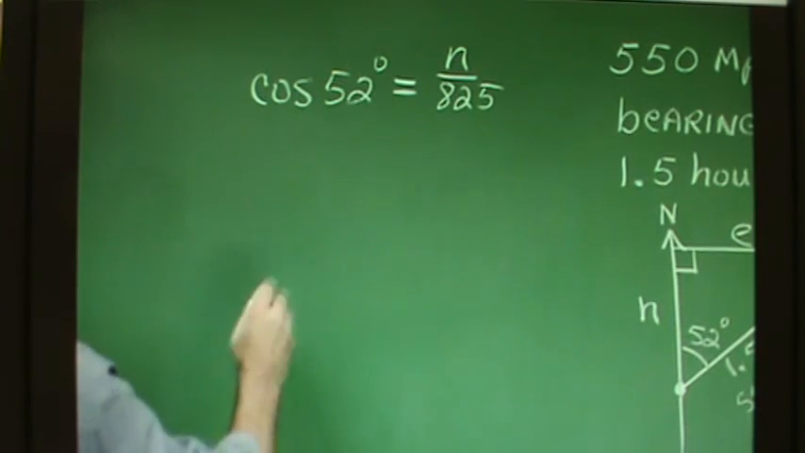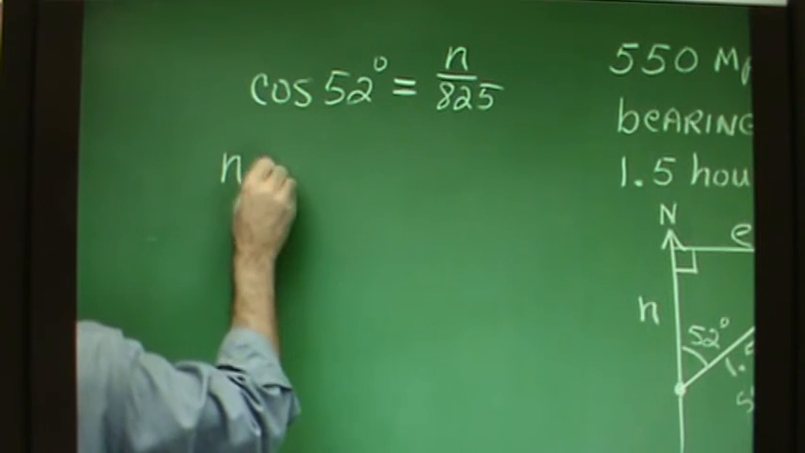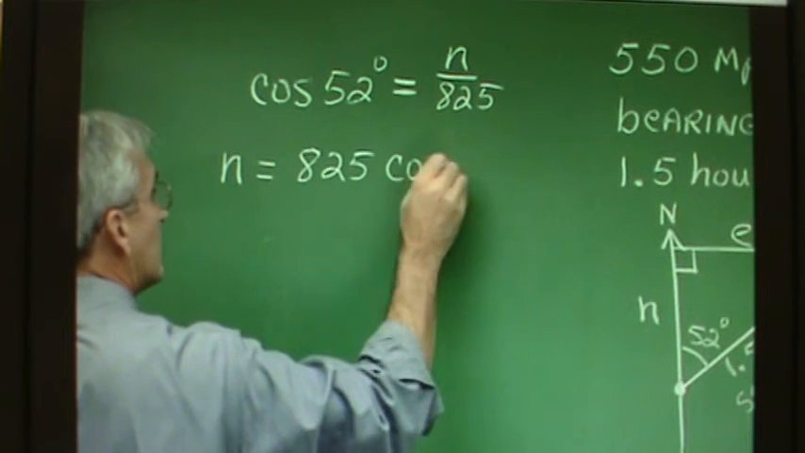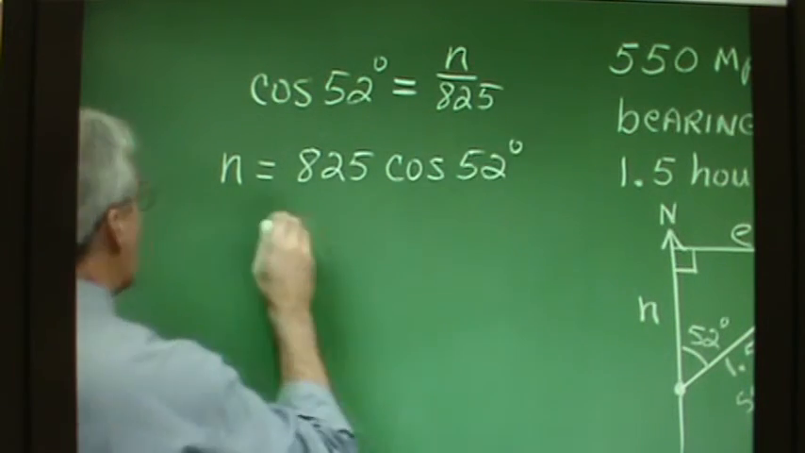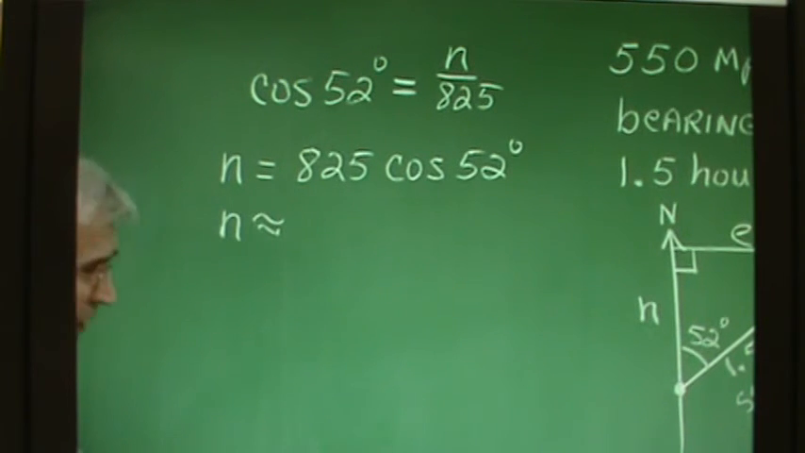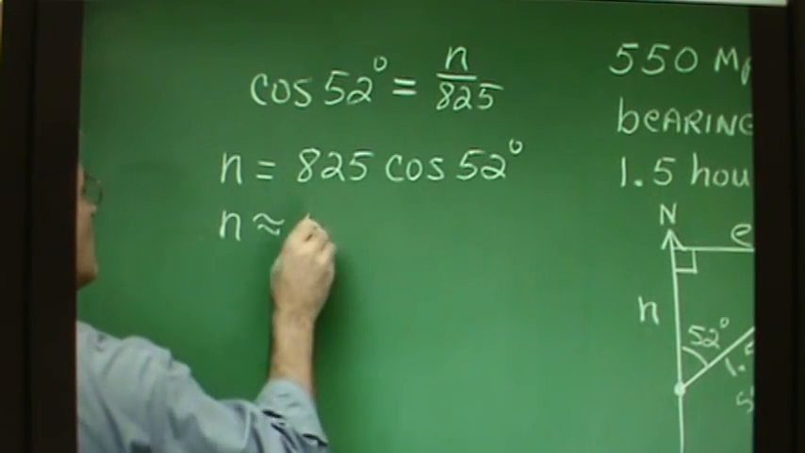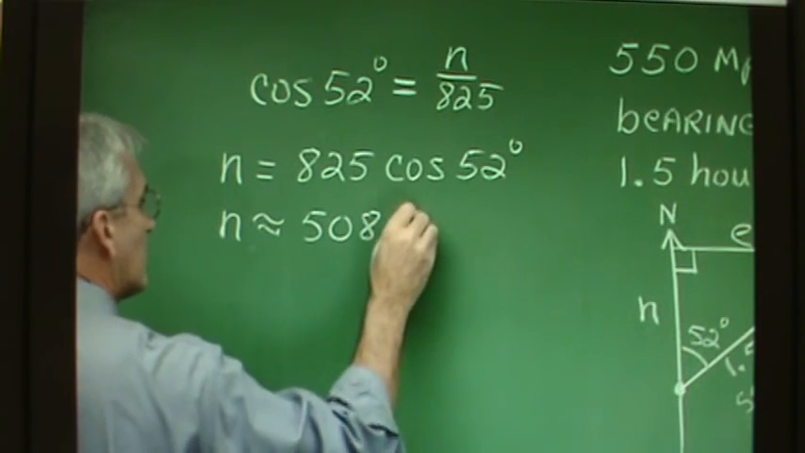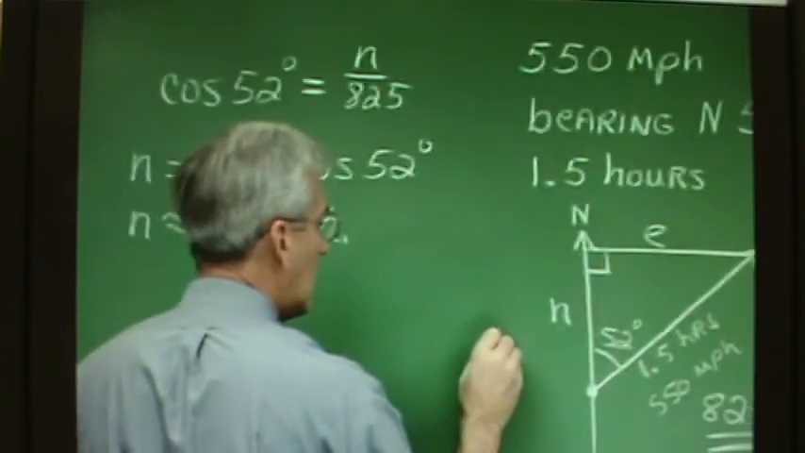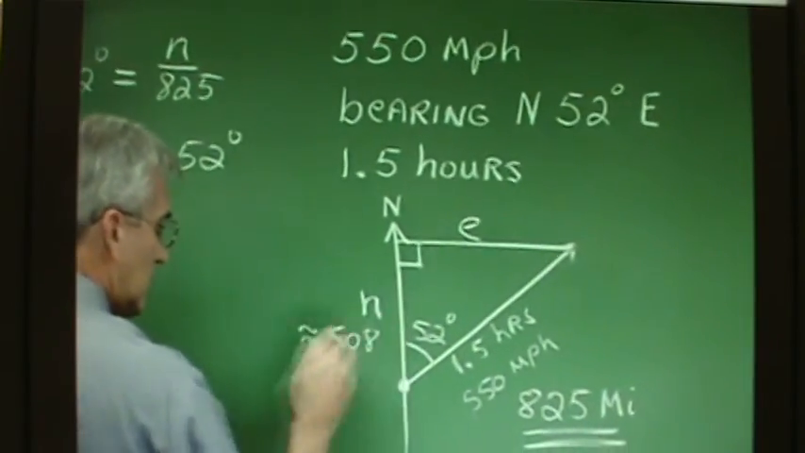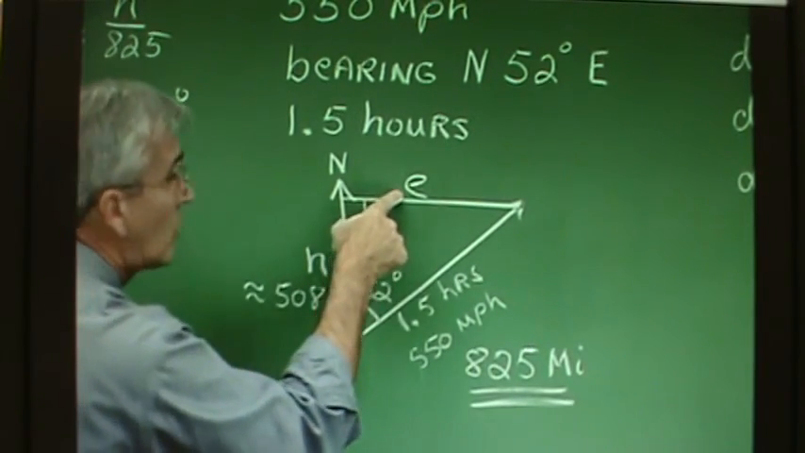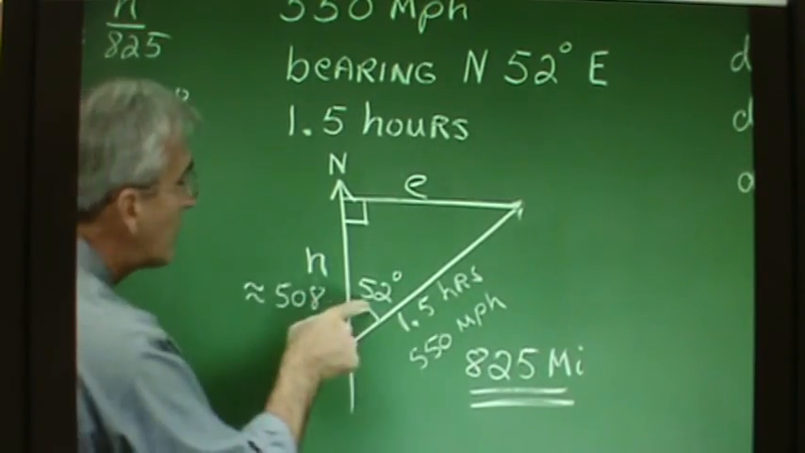Multiplying by 825 on both sides, we'll calculate the value of n. It'll be 825 times cosine 52 degrees. And when we use the calculator, we find this amount to be approximately, and I'm looking over here because I have it written on the bottom of the board, 508 miles. So this then is about 508 miles.